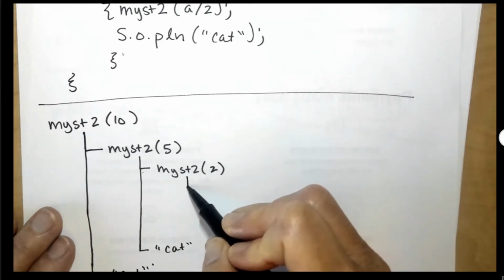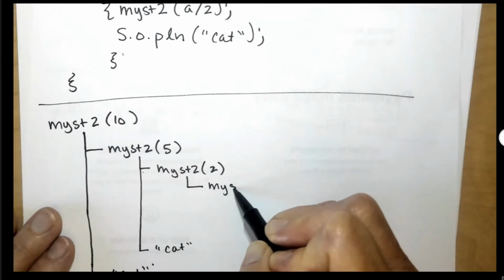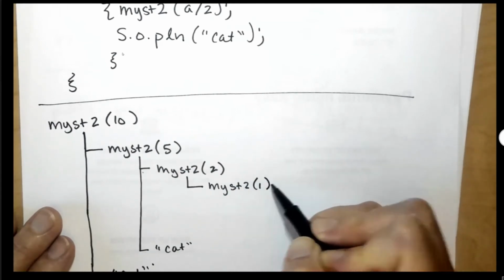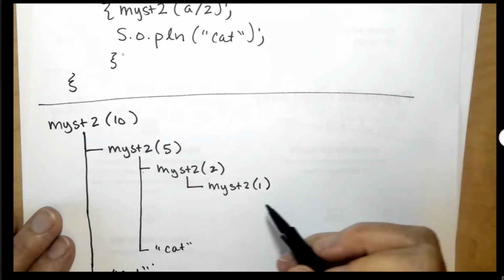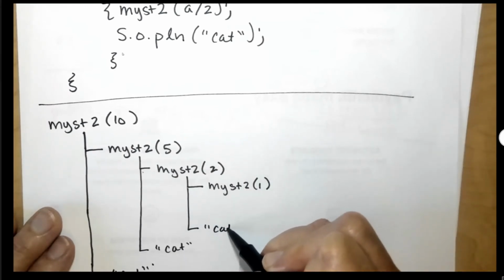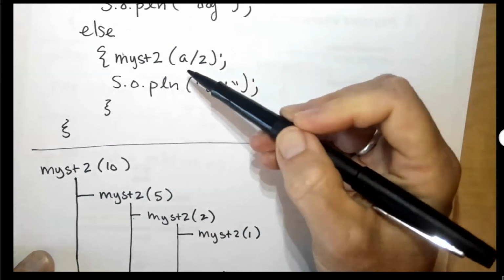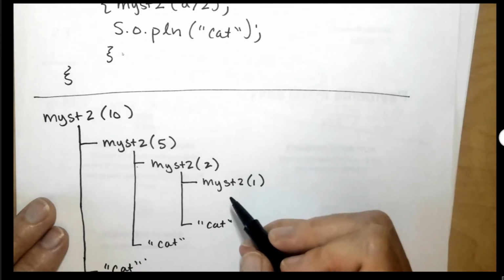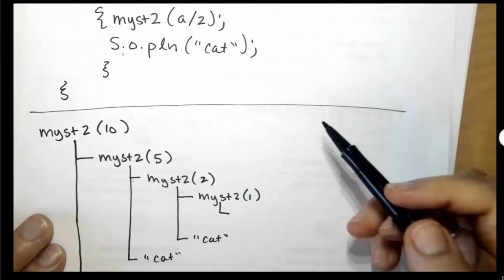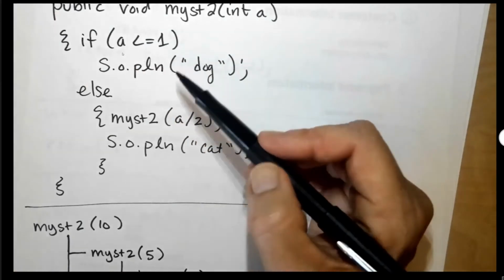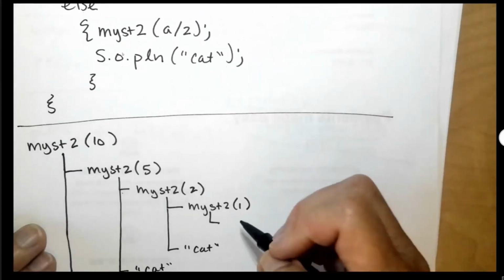This one, what does this do? Well, that's going to call mist2 of 1. When that finishes, it's also going to print out cat. Remember, because after each of these calls, it prints out cat. And what does this one do? Well, that one is equal to 1, so that prints out dog. And then it prints out cat.